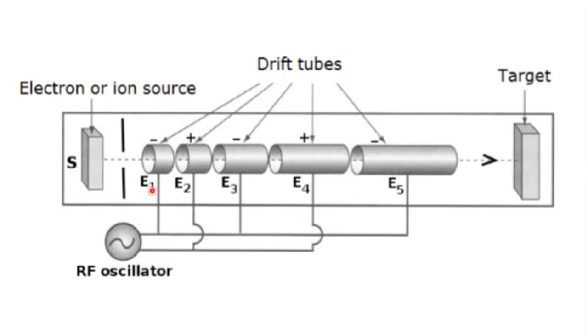Therefore, when E1, E3, E5 are at negative potential, E2, E4, E6, etc. will be at positive potential. And after every half cycle, that means after every T/2 time interval, the polarities of these electrodes get reversed. Okay, so this is the construction of linear accelerators. Now let us discuss the working of the linear accelerators.